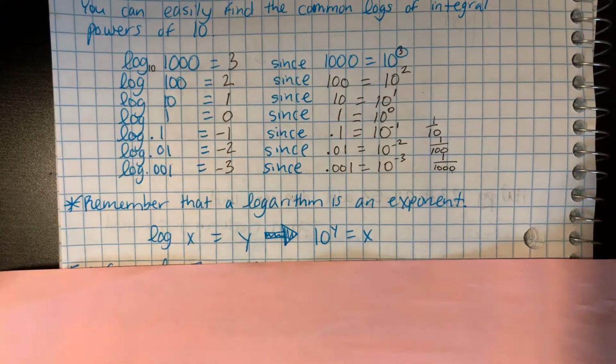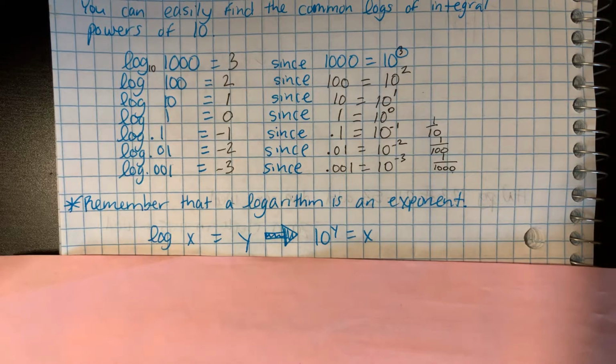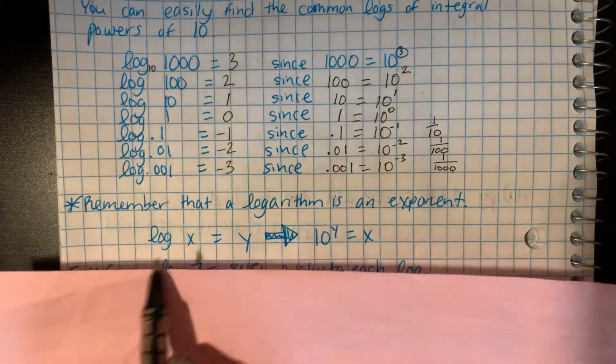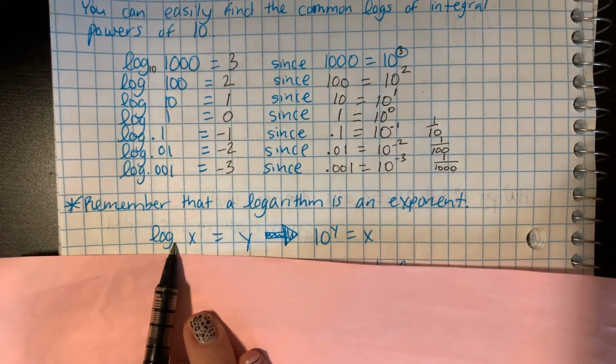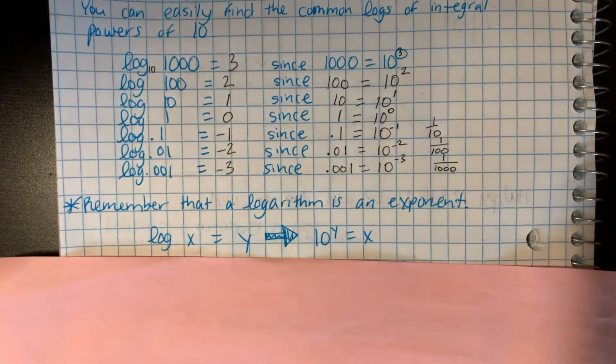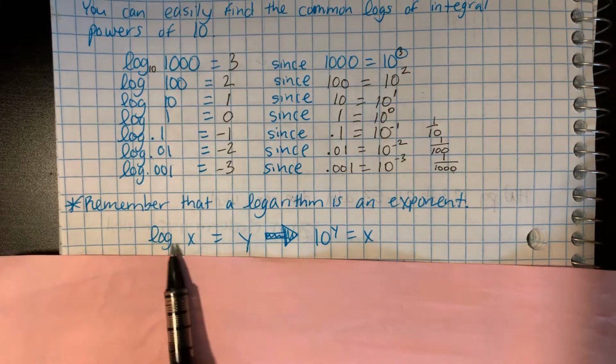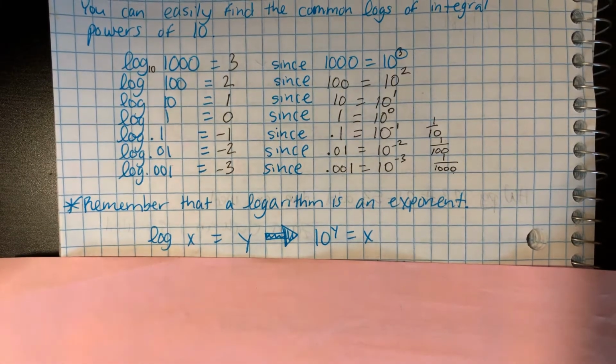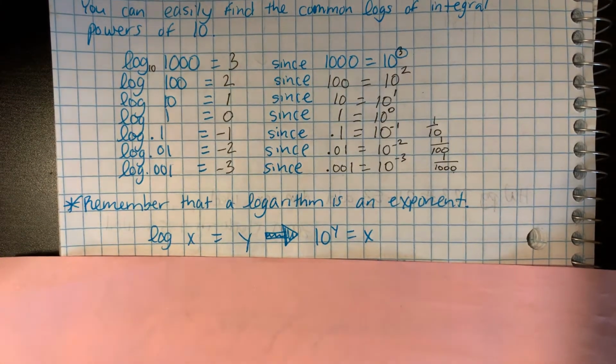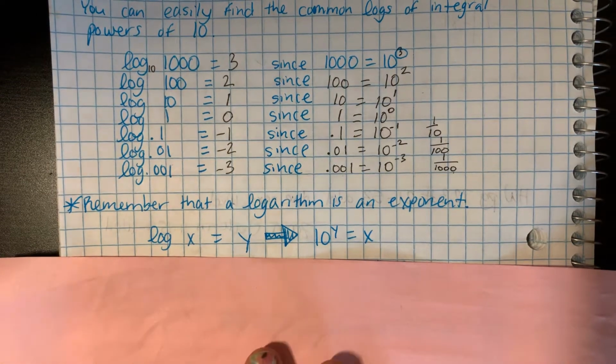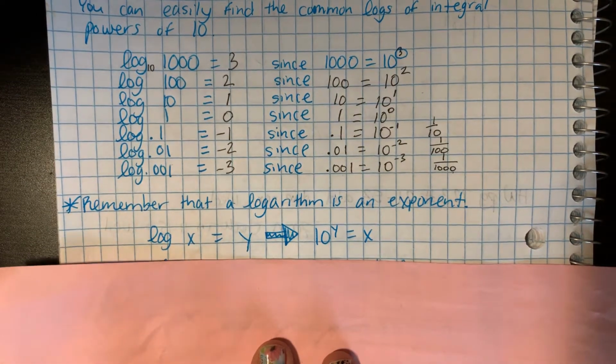So here's the example for you. Log x equals y, and 10 to the y equals x. Because there is no base notated here, it is a 10. When we have a log with no base and base 10, that's the log on our calculator. So that's when we can use logarithms on our calculator.